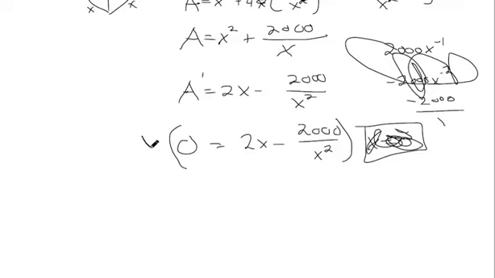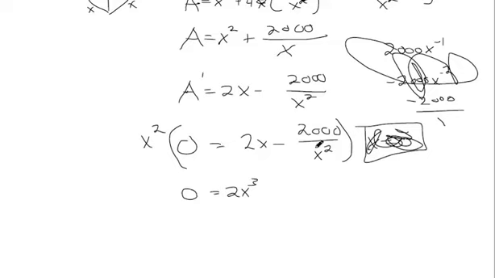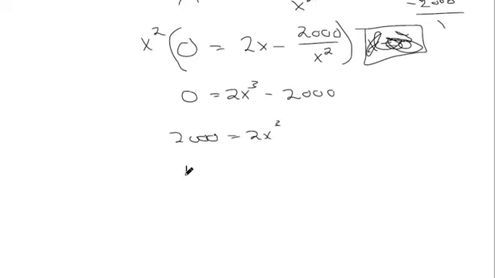We want to multiply both sides by x squared here. So x squared times 0 makes 0. X squared times 2x makes 2x to the third. And then x squared, making sure I did this right, x squared times all this makes 2,000. So to solve that equation, add 2,000 to both sides. Don't get rid of the cubed yet. Divide that 2 from both sides.